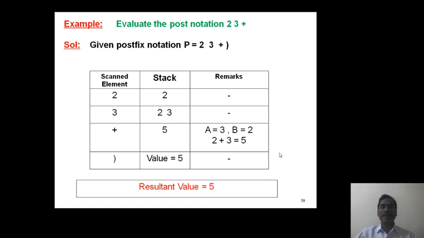So in this way, an arithmetic expression is evaluated with the combination of infix to postfix conversion and then evaluation of the postfix expression. In both stages, it utilizes the stack data structure.